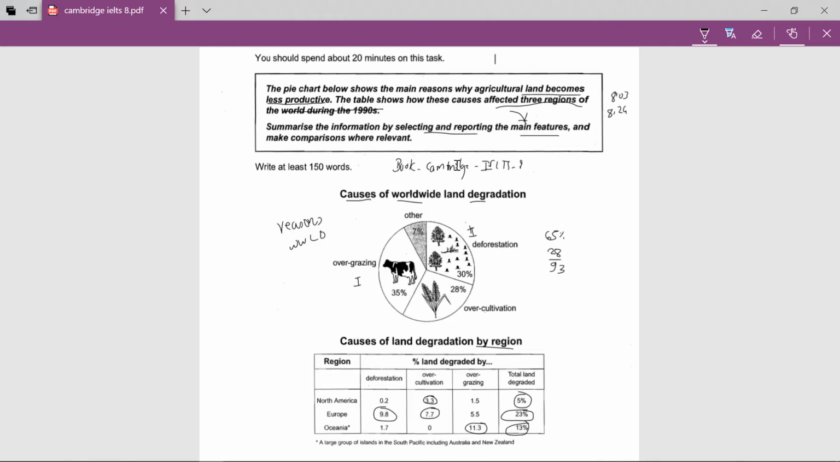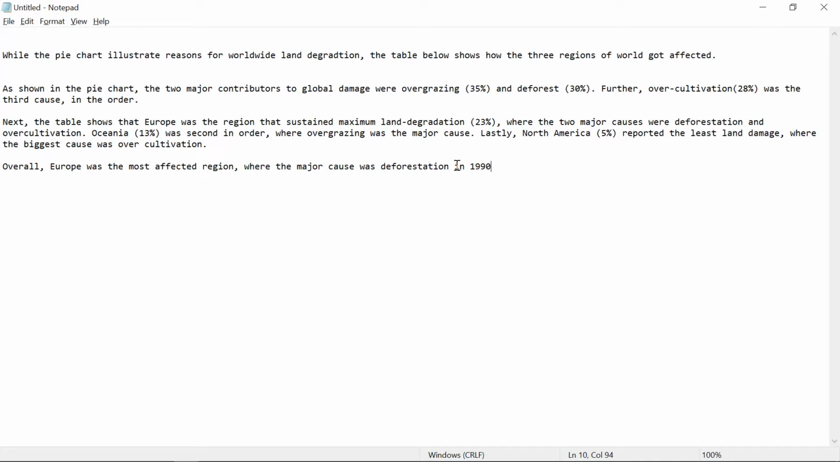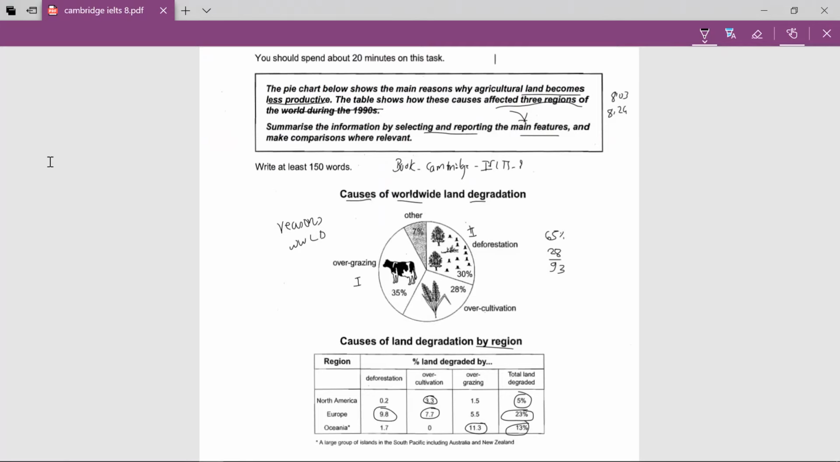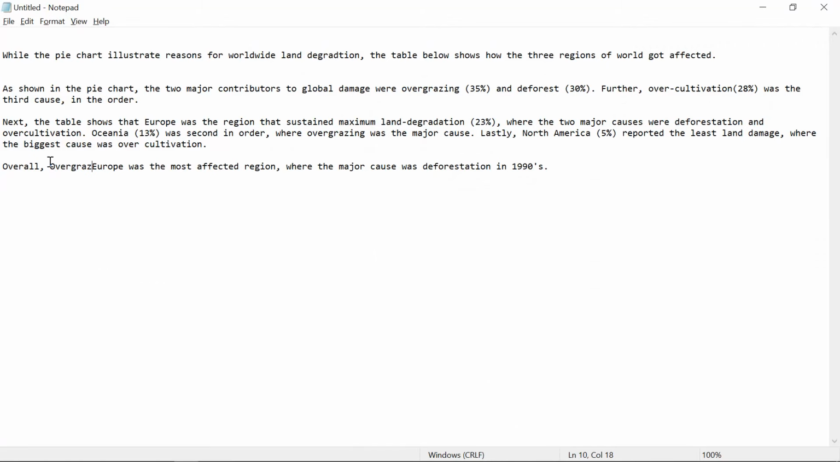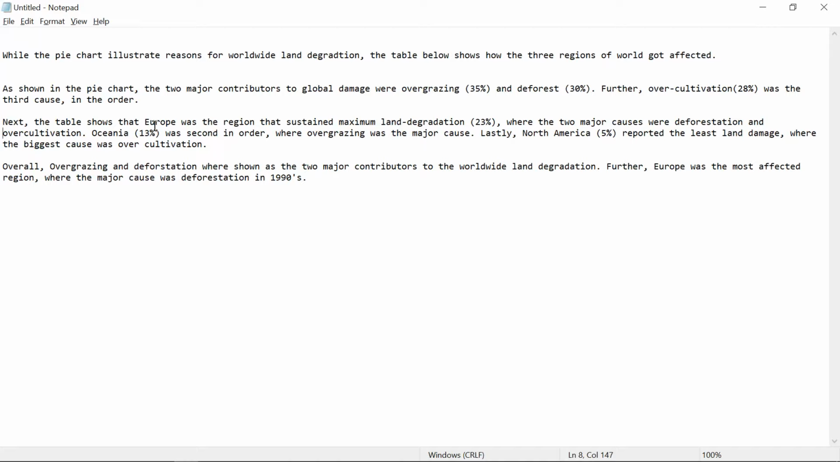In the year 2003, they have mentioned it, right? In the 1990s, so I can add some details about the contributors. So overall, overgrazing and deforestation were shown as the two major contributors to the worldwide land degradation. Further, Europe was the most affected region, where the biggest cause, major cause, was deforestation in 1990s. I can use some adjectives also. Next, the table shows Europe was the region that sustained maximum land degradation.